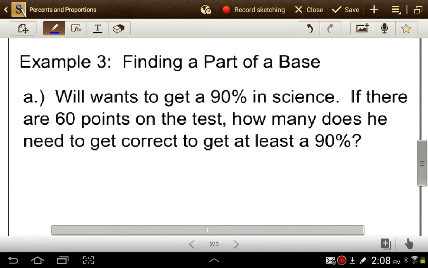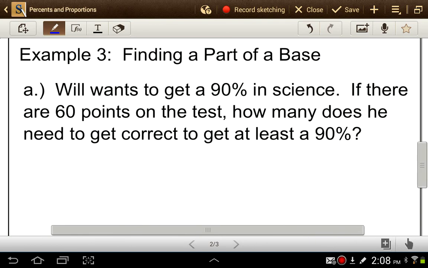In example 3, finding a part of a base. Will wants to get a 90% in science. You guys might have these where you want to get certain percents. You need to know what you want to do. If there are 60 points on the test, how many does he need to get correct to at least get a 90%?